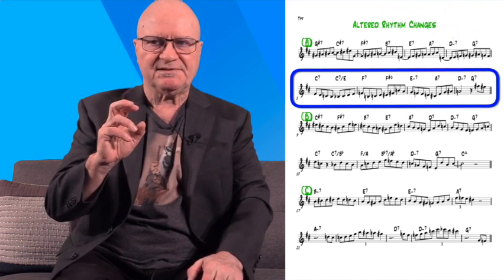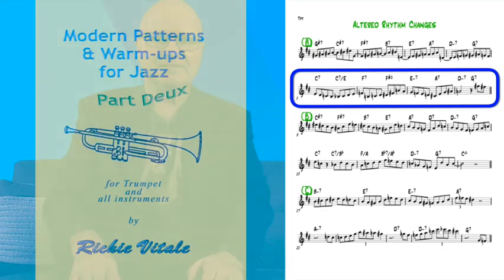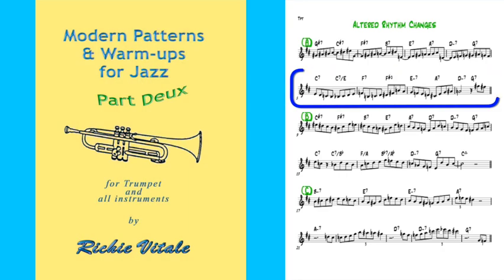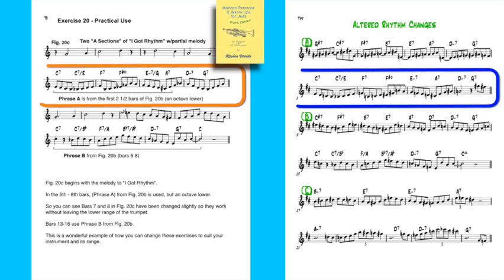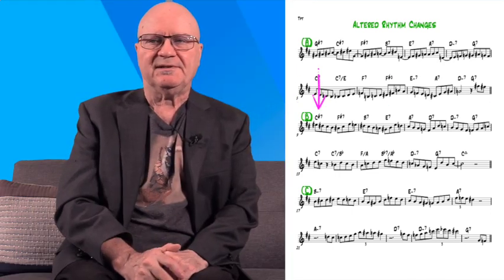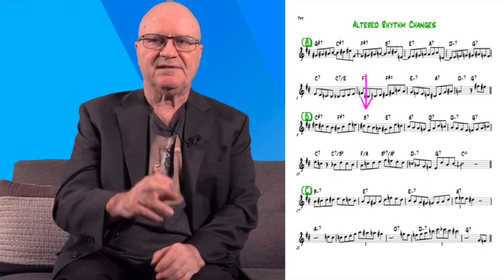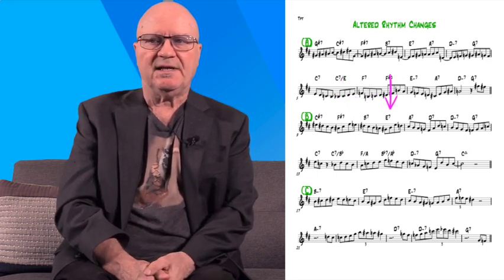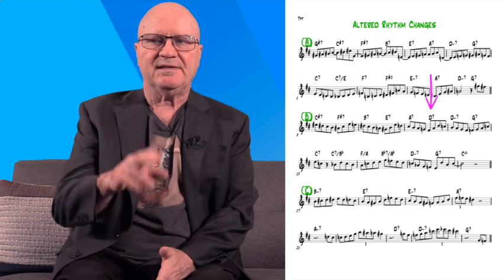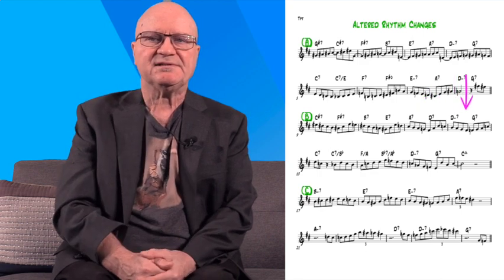The 5th through the 8th bar are normal rhythm changes in the key of C. This is similar to the rhythm changes exercise on page 79 in my yellow book, Modern Patterns and Warm-Ups for Jazz, Part 2. The cycle over the first 4 bars of letter B are C sharp 7 to F sharp 7, then B7 to E7, and then A7 to D7, and then again D minor 7 to G7.